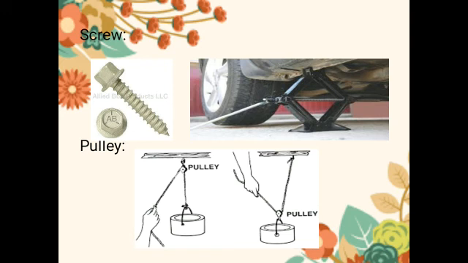And pulley. With the help of a pulley, we can lift heavy loads, and also we can draw water from the well. So the pulley along with the rope can lift the heavy load or draw the water from the well. So an example for pulley might be a crane using the pulley to lift heavy loads.